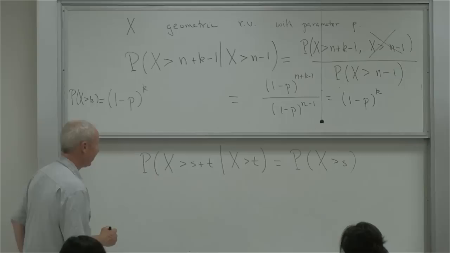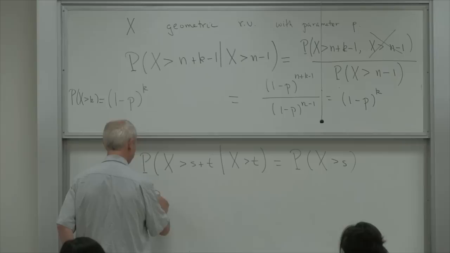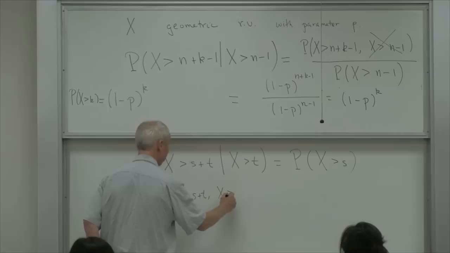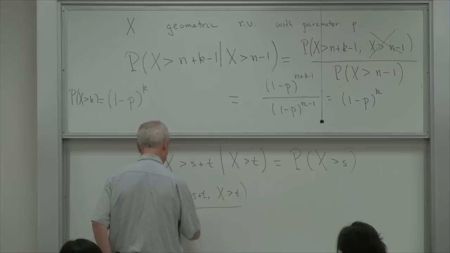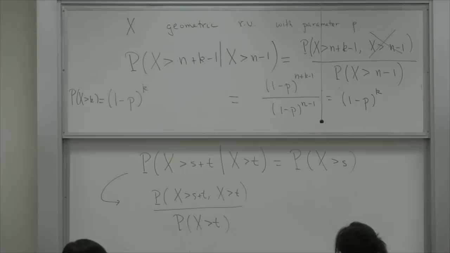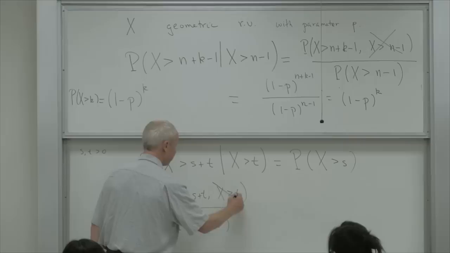But let's check this. How can we do this again? We use the definition of conditional probability. Okay. And now s and t are positive. I didn't say that, but let me say it now. And that means s plus t is bigger than t. And that means that this event has no effect, because if X is bigger than s plus t, it's automatically bigger than t.